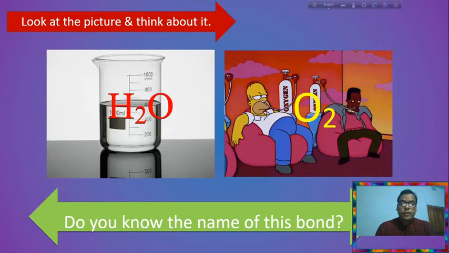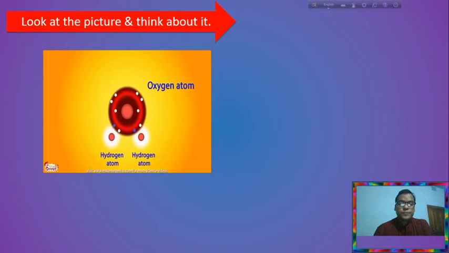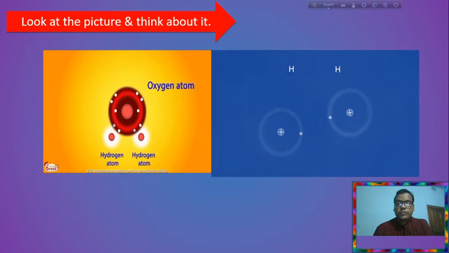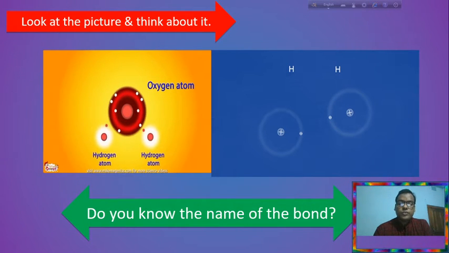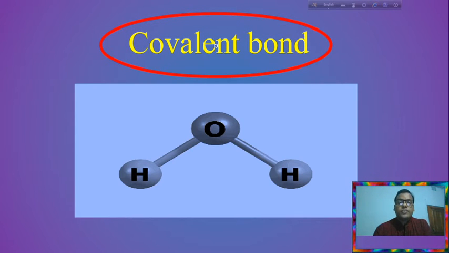Yes, and look at the picture and think about it. There are an oxygen atom and two hydrogen atoms. The oxygen atom and two hydrogen atoms share two pairs of electrons and produce a bond. On the other hand, two hydrogen atoms produce another bond. So my dear students, do you know the name of the bond? Yes, this is covalent bond, and our today's topic is covalent bond.